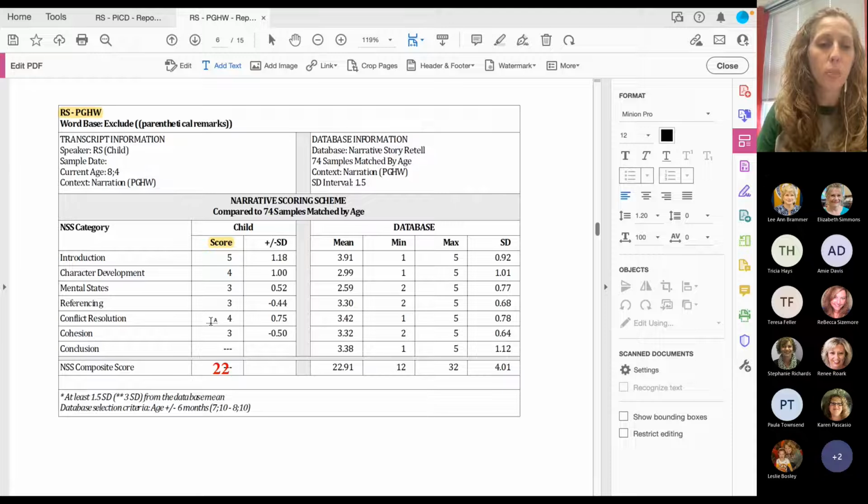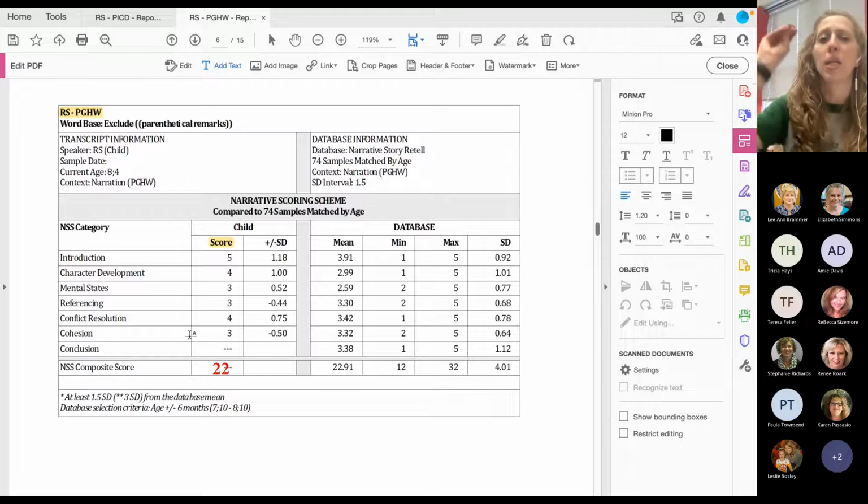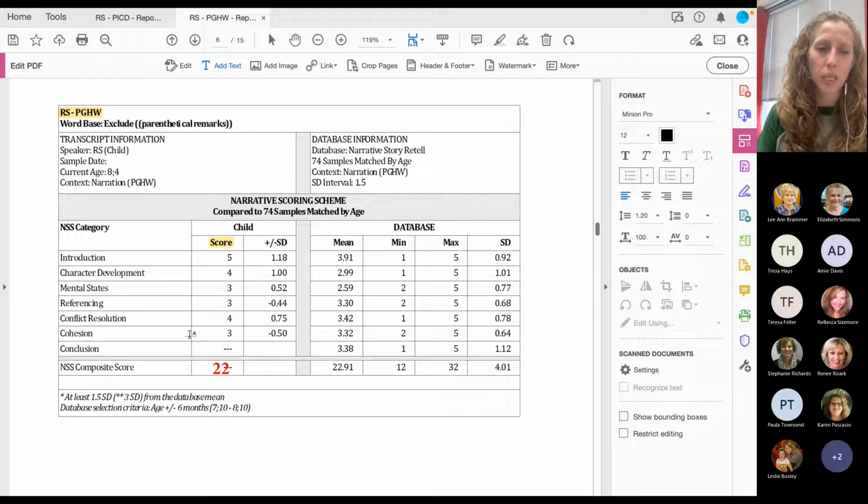Conflict resolution: do they actually resolve all the problems? Cohesion is really: are they telling a story versus just telling me a sequence of events? Are they just saying, he fell out the window, he broke the jar, he did this, he did that? Or are they saying, first he fell out the window, and then when he hit the ground, the jar smashed? Is it really a story? And then the last one is the conclusion. Anytime they don't include one, like if they missed the introduction, it will not give you that score in the report for some reason.